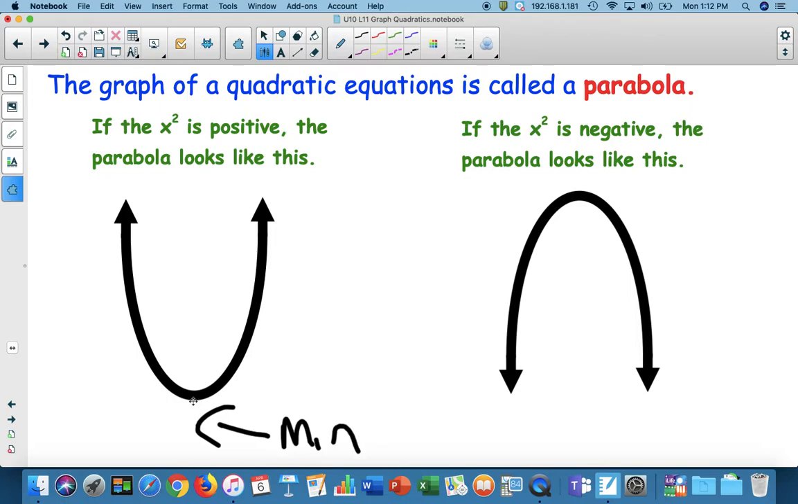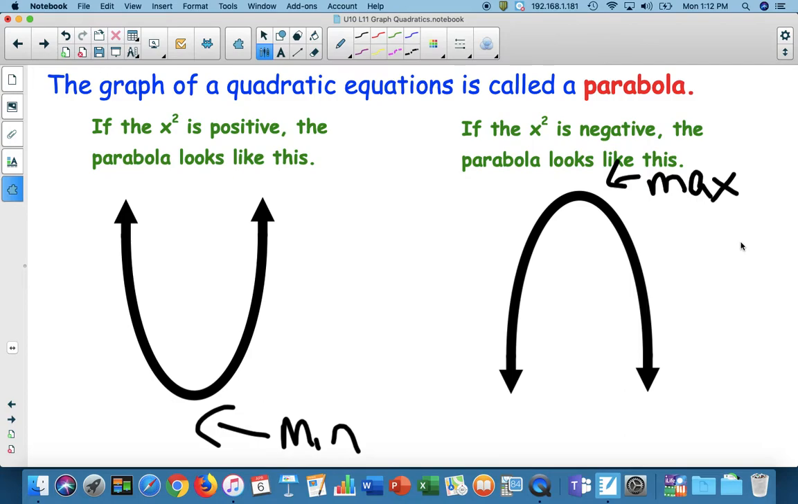On the flip side, if you have a negative x squared, meaning the coefficient in front of x squared is negative, or there's a negative sign there in any way, shape, or form, then the parabola is going to look like an n. It's going to be upside down, the opening facing downward. Hey bud, relax. Calm down. If that's the case, then up here is called the maximum point, because you can't go any higher than that point.